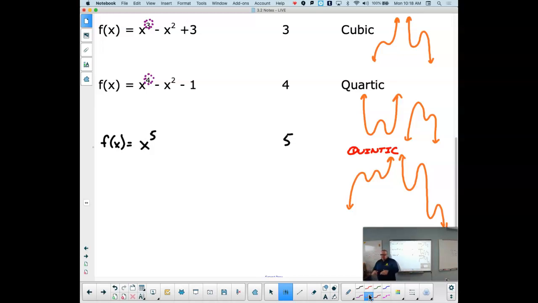Degree of 6, they would both end up going in the same direction. With a positive lead coefficient, they would both end up going up. With a negative lead coefficient, they would both end up going down. 7, it would be discoing again. One would be going up, one would be going down, either positive or negative lead coefficients. 8, they would be both going the same way. 9, they would be alternating again, and so on and so forth.